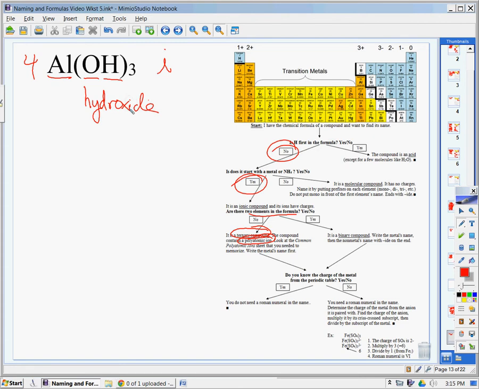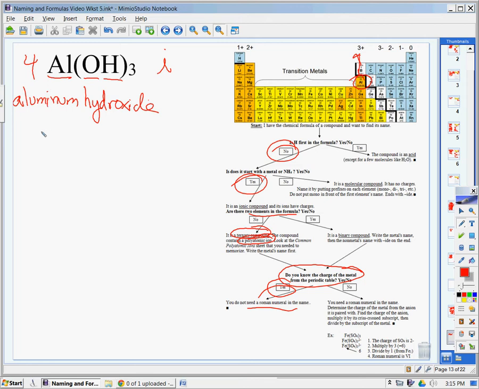Now, let's go to the next question. Do you know the charge of the metal from the periodic table? Let's look up aluminum. Aluminum's in the 3+ column. So yes, in fact, I do know the charge of the metal. You don't need Roman numerals then. That's what it says there. You're done. Just look up aluminum. So the name of this is aluminum hydroxide.